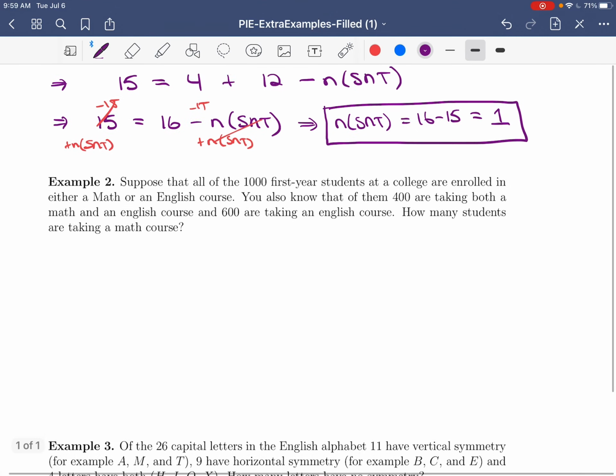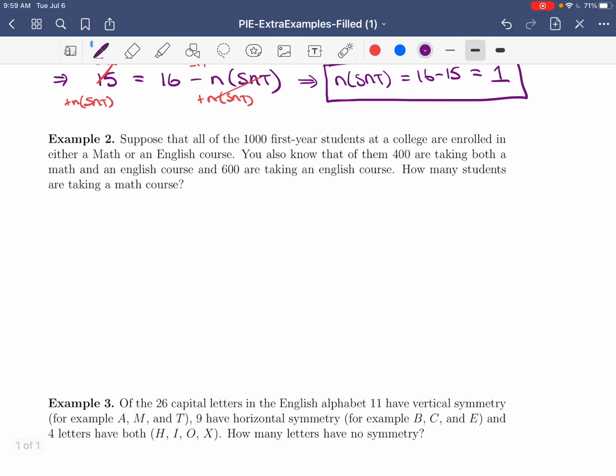Okay, let's see a word problem here. Suppose that all of the 1,000 first-year students at a college are enrolled in either math or English. You also know that 400 of them are taking both a math course and an English course, and 600 are taking an English course. We want to know how many are taking a math course. So I'm going to just define some notation. Let E be the set of students in an English course, and M be the set of students in a math course.